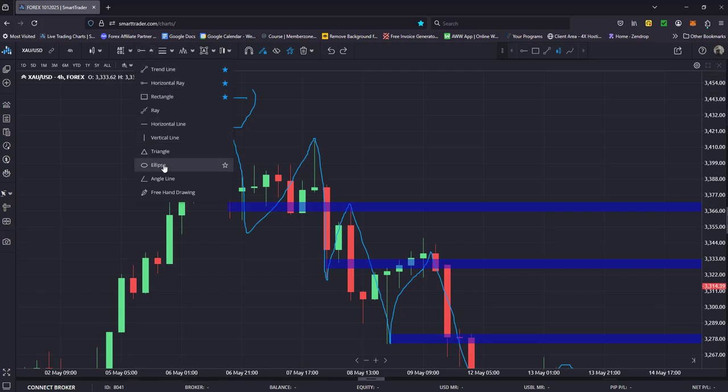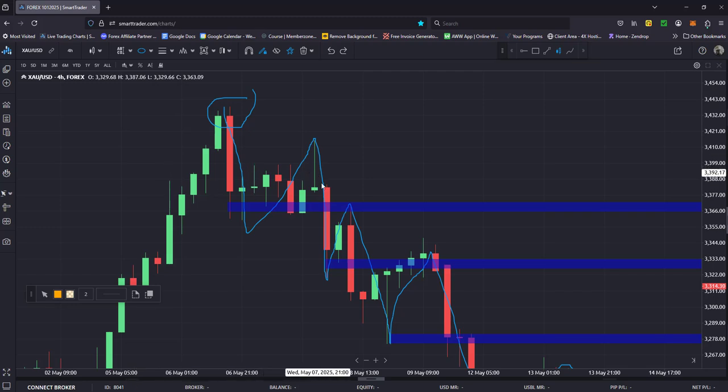First move down here. When we finally had this bearish candle right here that broke below, the market came back to this level here and then continued to fall.